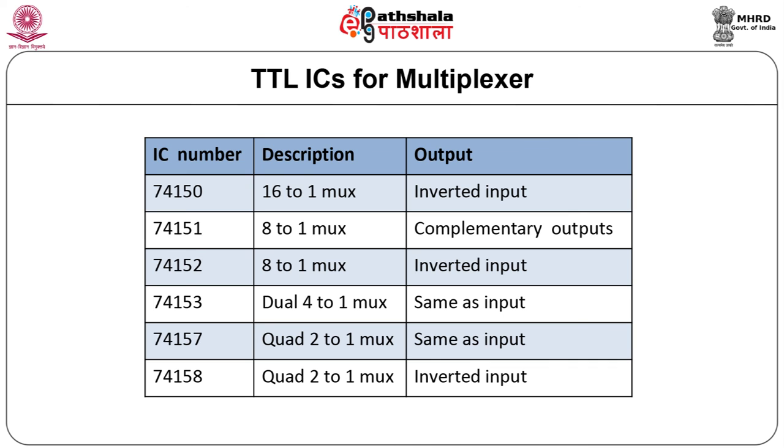IC74153 contains 2 multiplexers, a dual 4-1 multiplexer. The output is in the same format as the input. So, if it is uncomplemented, the output will be uncomplemented. IC74157 contains a quad, that is four 2-1 multiplexers in a single chip, and the outputs are the same as the input. Whereas IC74158 is a quad 2-1 multiplexer, the only change being that the outputs are inverted inputs.